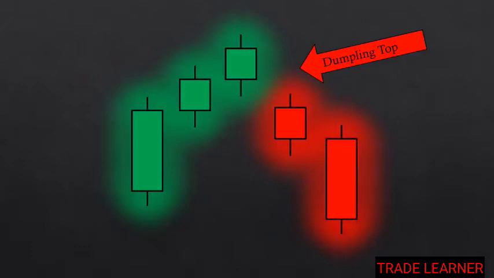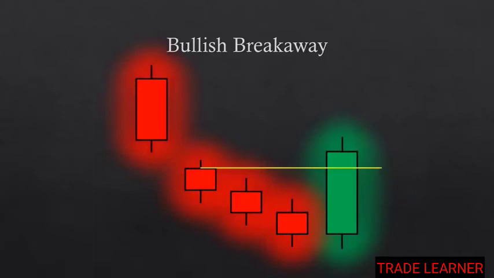Next we'll look at the final four complex reversal patterns that are formed by five candles. Notice that we jumped from three candles to five candles because there are no relevant complex reversal patterns formed by four candles. The next pattern we are going to study is called the bullish breakaway, which is a bullish reversal pattern formed by five candles. Four of them are bearish and one of them is bullish.